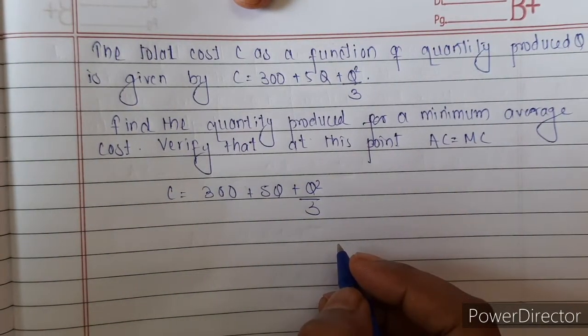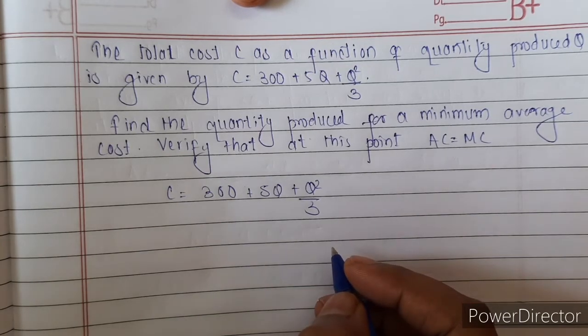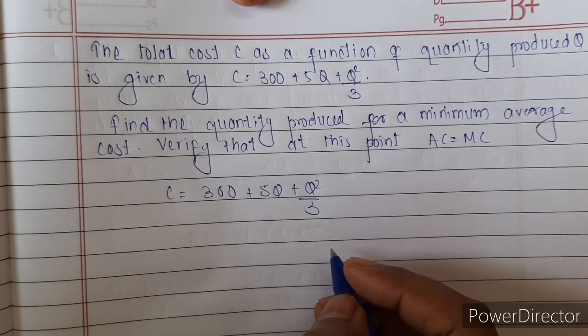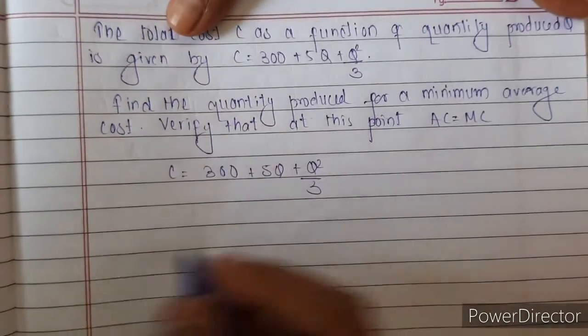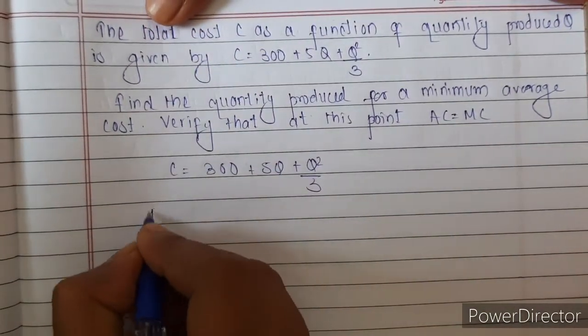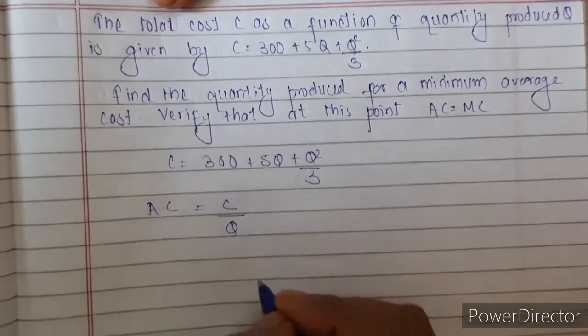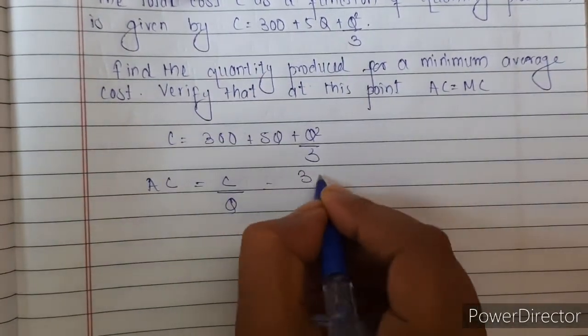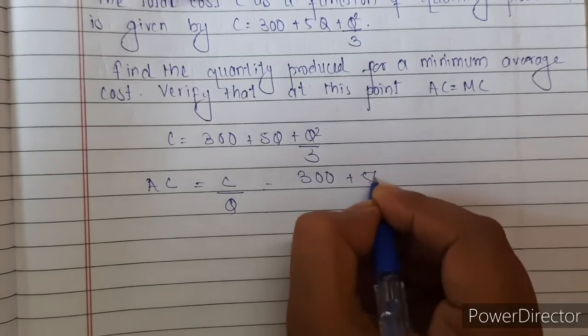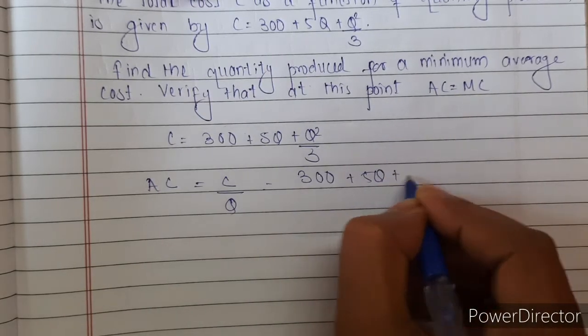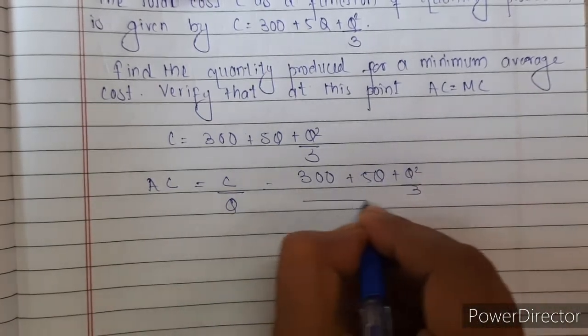Now we have to find minimum average cost. What will be the quantity at the minimum average cost? So first thing is we have to find average cost, and average cost is cost by quantity produced. So cost is given as 300 plus 5Q plus Q square by 3 divided by Q.